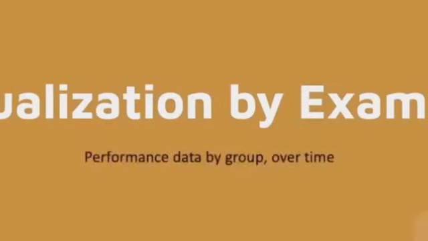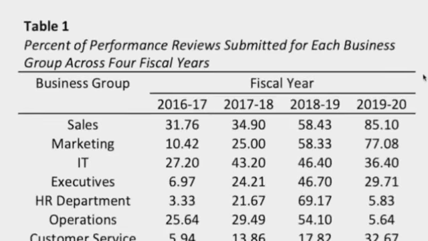So with that, we'll move into a visualization example. And as I've been using, made up performance data, so we'll just stick with that. We're going to look at performance data by group over time. So here we have a table in APA format, and I put it this way because we're used to seeing information this way in academia. It is a good way to have a standardized format for information.